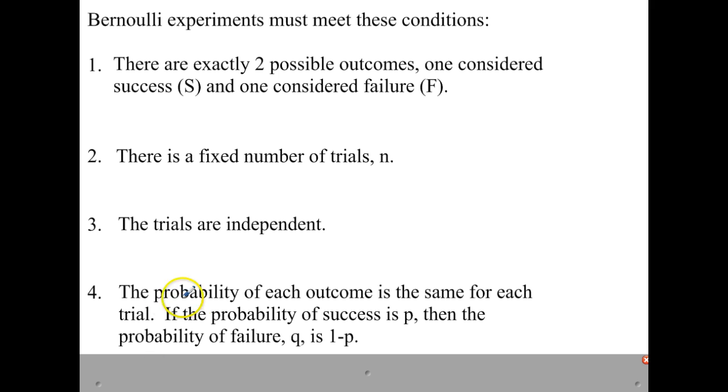Finally, the probability of each outcome is the same for each trial. So if the probability of getting a success is p, in other words, my probability of making a foul shot is 80%, then the probability of failing, q, is 1 minus p, so 20%, whatever's left.